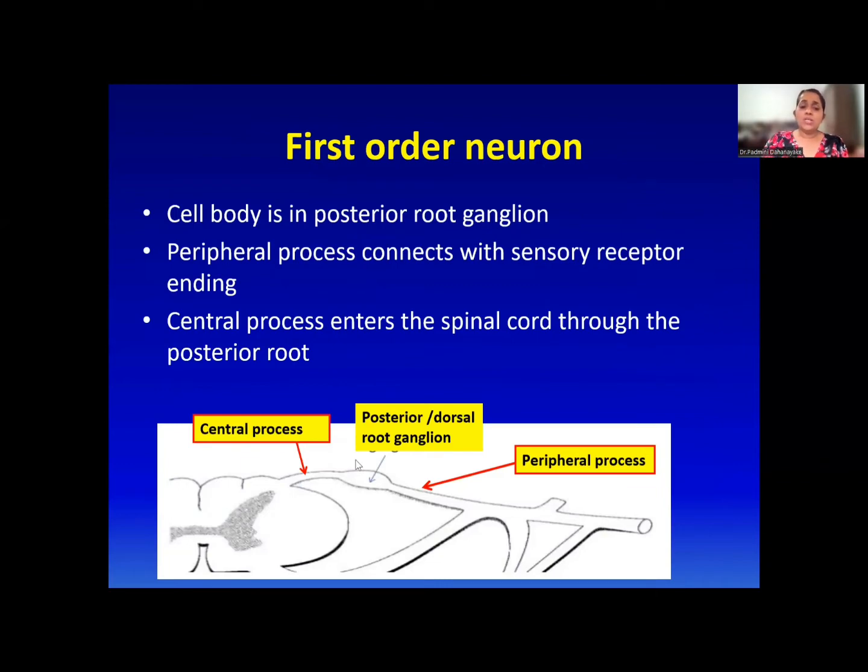In the first order neuron, the cell body is in the posterior root ganglion. Now you know when you take the spinal cord, you have the posterior root ganglion. It is connecting to the spinal cord through a central process, and from the posterior root ganglion, it is connecting to the peripheral receptors through a peripheral process. I have shown the peripheral process and central process of the posterior, or some say dorsal, root ganglion clearly in this diagram. So that is the first order neuron. Most of the ascending pathways have their first order neuron in this posterior or dorsal root ganglion, which is outside the spinal cord. Is it clear?